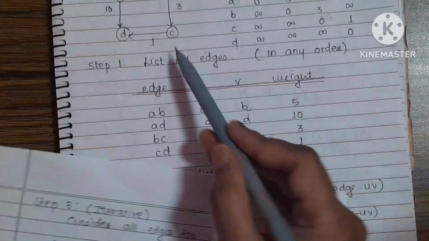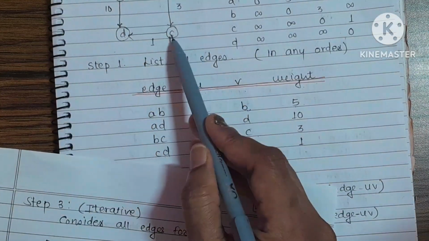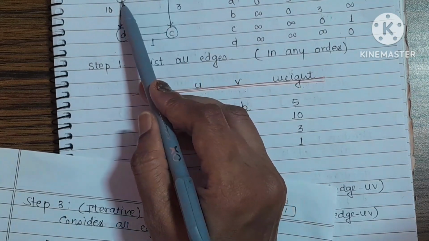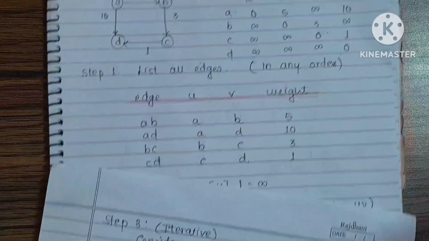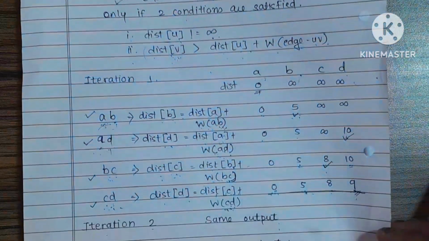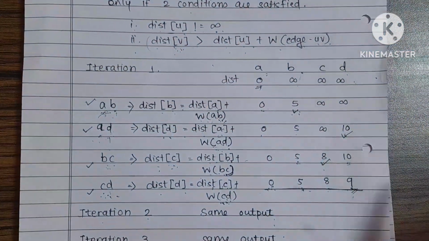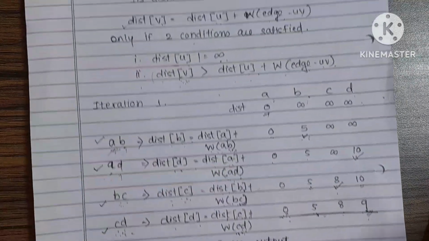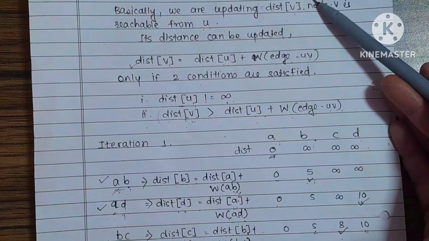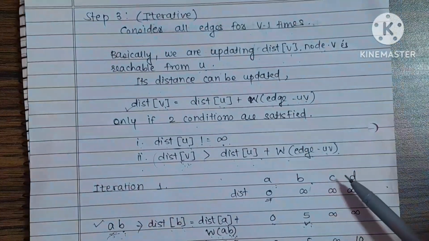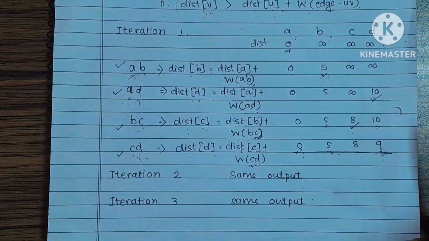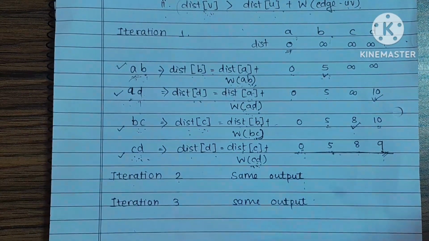C is at distance 5 plus 3 from the source node, so the total distance is 8. B is located at 5 distance from A. So that's how we obtain the shortest distance for these B, C, D nodes from the source node A. Now the question arises: why consider all these edges V minus 1 times? Simply, why apply this algorithm 3 times, or V minus 1 times?